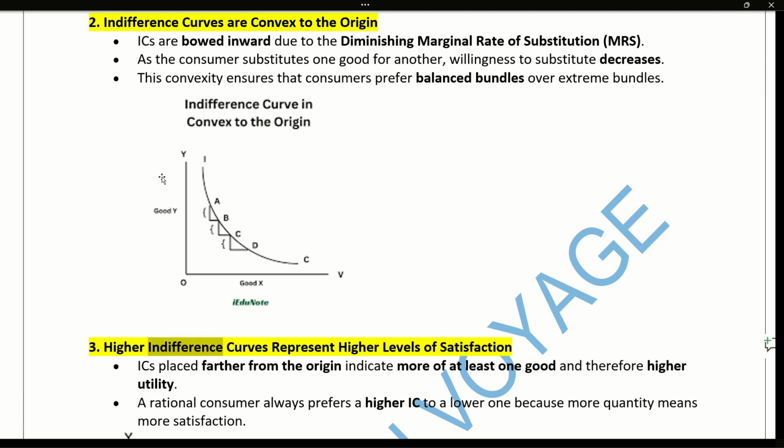3. Higher indifference curves represent higher levels of satisfaction. ICs placed farther from the origin indicate more of at least one good and therefore higher utility. A rational consumer always prefers a higher IC to a lower one because more quantity means more satisfaction.